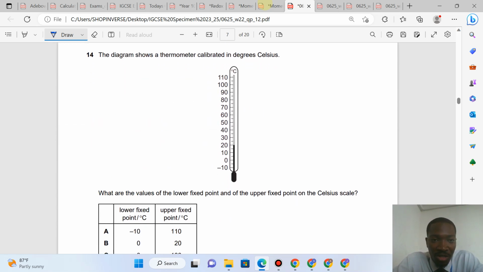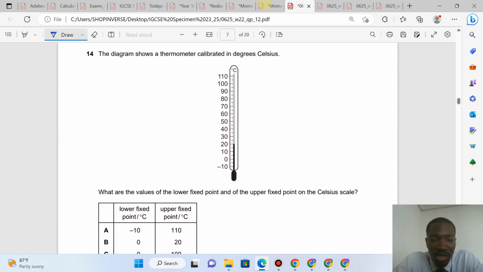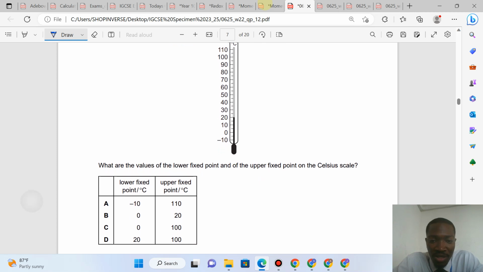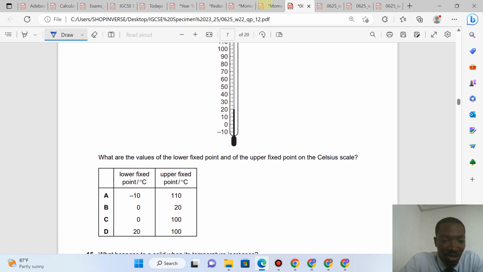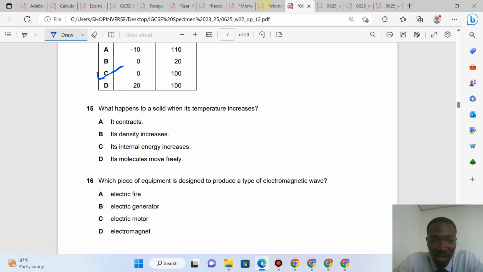Question number 14. The diagram shows a thermometer calibrated in degrees Celsius. What are the values of the lower fixed point and the upper fixed point on the Celsius scale? Lower fixed point is 0 degrees Celsius and upper fixed point is 100 degrees Celsius. That makes option C the correct answer.